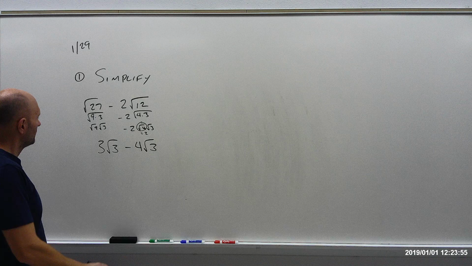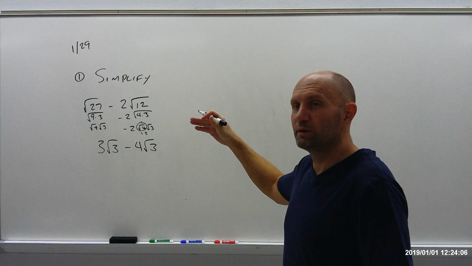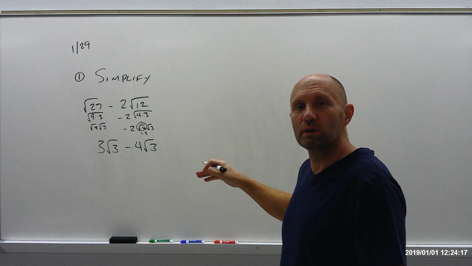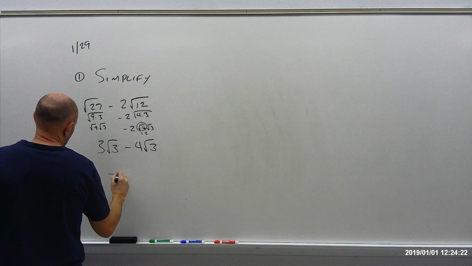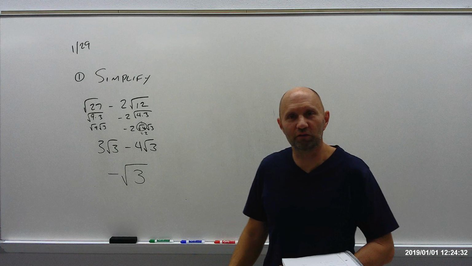And now, this is where some people run into trouble. They get confused with the radical there. Well, just think if this was x's instead of square roots. So if I had 3x minus 4x, what would I have? Negative 1x. So it's the same idea here with radicals. 3 root 3 minus 4 root 3 is negative 1 square root of 3. So that would be your answer for number 1. See, I'm kind of drifting off the screen now. I'll try to stay within range here.